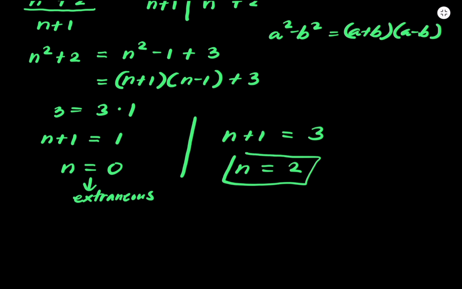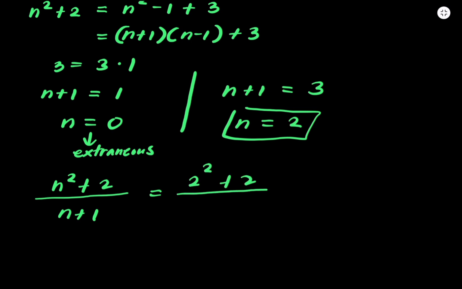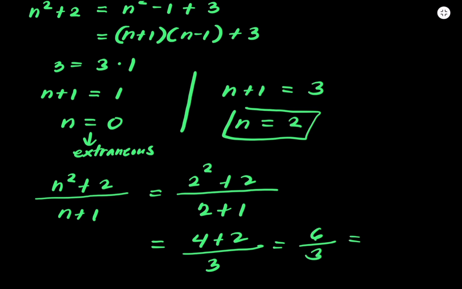So let us verify quickly. Okay, so we have n squared plus 2 divided by n plus 1. So let us substitute n equals 2. So we have 2 squared plus 2 over 2 plus 1. And that would be 4 plus 2 divided by 3. And that would be 6 over 3. And that is really equal to 2. That is a whole number.